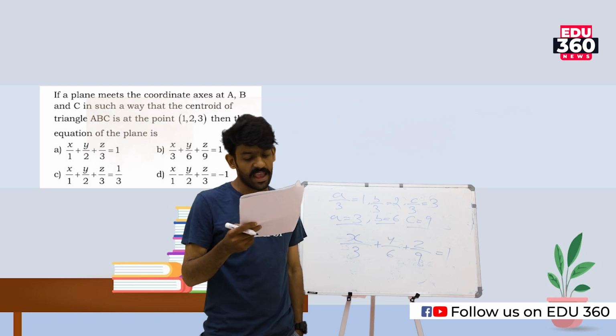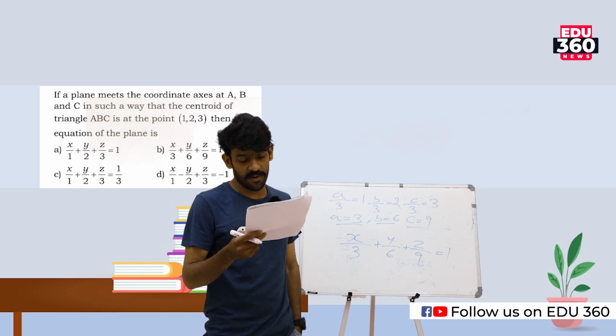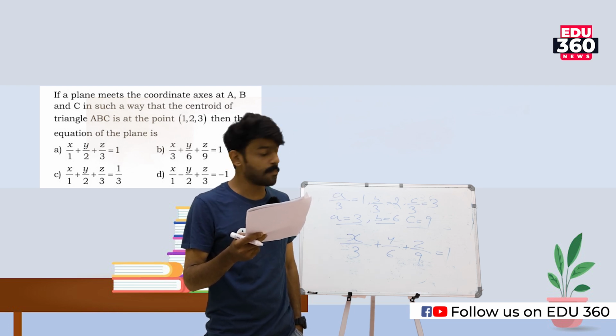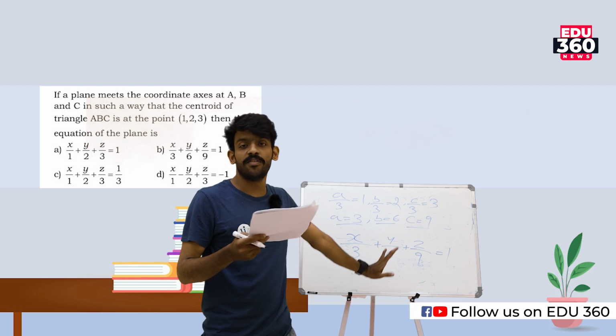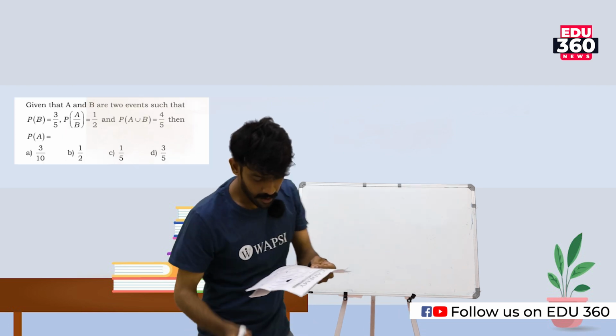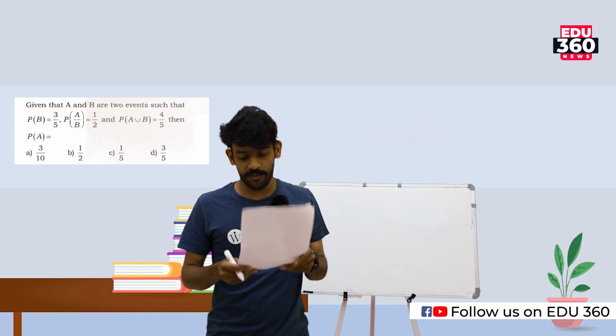So the equation of the plane is x/3 + y/6 + z/9 = 1. So this is the equation of the plane. So guys, we can move on to another question.